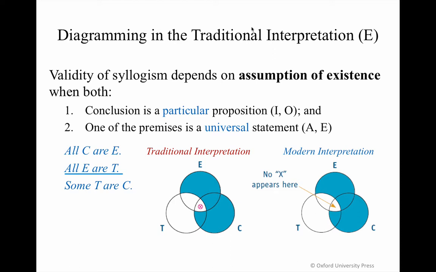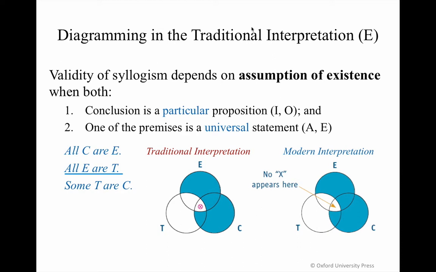So take a look at the left and the right diagrams. On the traditional interpretation, notice there's an X in the area of overlap between C and E and the area of overlap between T and E. In other words, there is an X in the area where the 3 circles intersect. That is reflective of the traditional interpretation. So the circled X just tells us that we're assuming a member of the subject class. Notice that in the right Venn diagram, there is no X for the same argument.